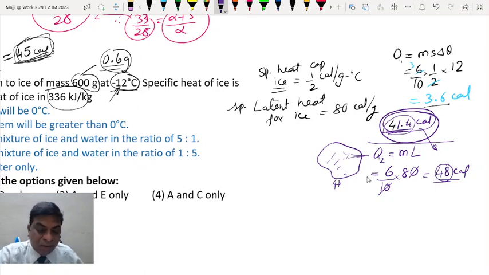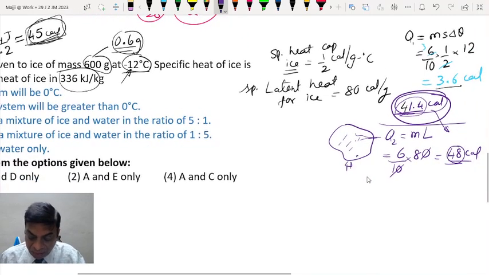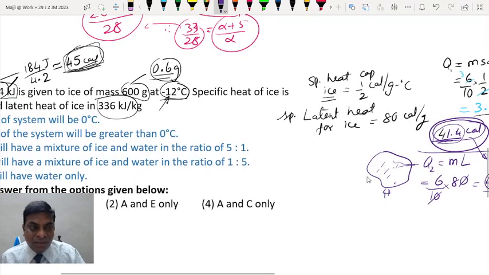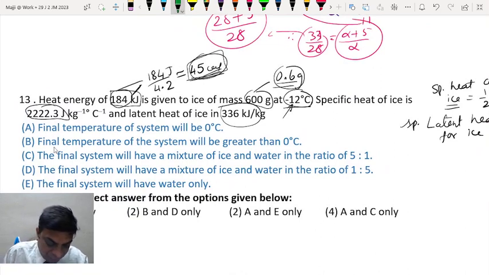Since 5 parts of ice would have already melted, it would have got converted into water. So the final mixture is 5 parts of water and 1 part of ice, and the final temperature will be 0 degrees Celsius. No more heat transaction, and it will come to a standstill. So let us conclude: the final temperature of the system will be 0 degrees Celsius.